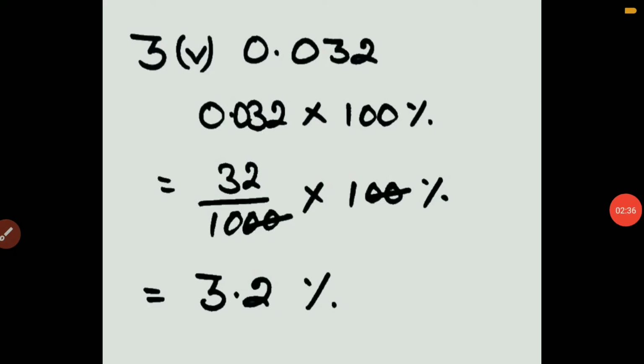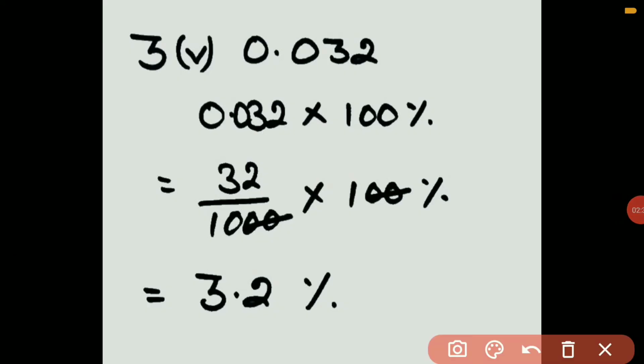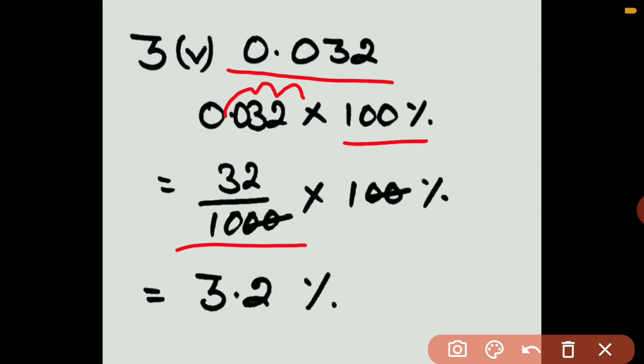Coming to the solution of number 3.5, first the question number 3.5 is 0.032. Now I have to convert this into percent. Hence I have multiplied by 100%. So after removing the point 3 times at the back, I shall get 1000 in the denominator. These two zeros can cancel these two zeros. So I'll get 32 upon 10, which is 3.2%. I hope you understood number 3. Now we can go to question number 4.